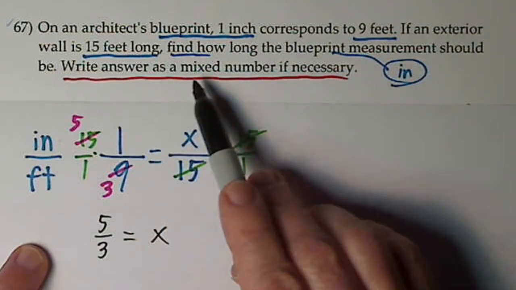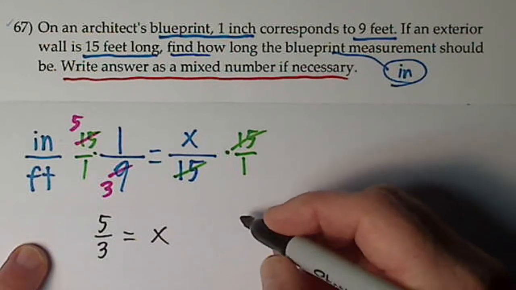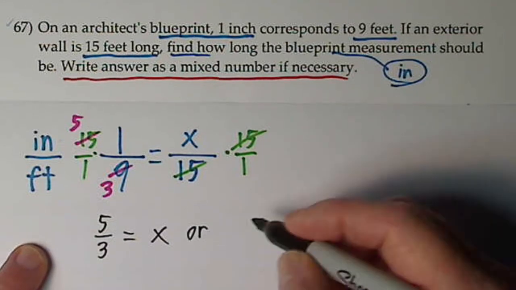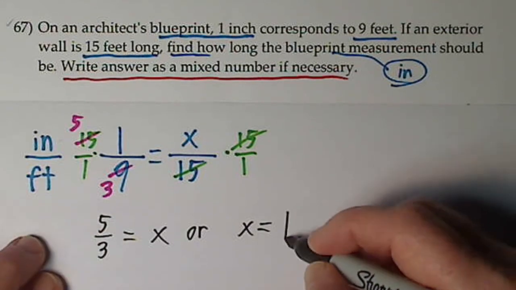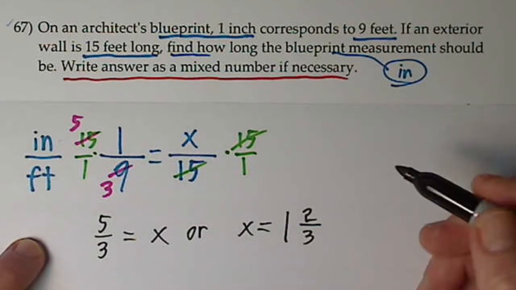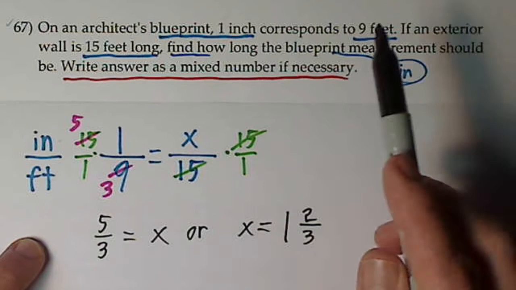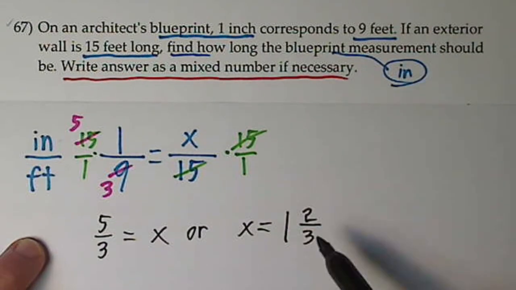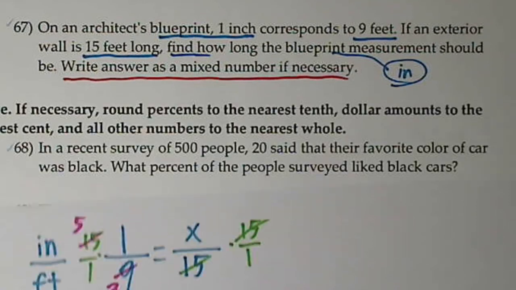But let's write the answer as a mixed number. So instead of 5/3, X is equal to 3 goes into 5 one time with 2 left over. You always keep your denominator. So 1 2/3 inches. That's how long the blueprint measurement would be. 1 2/3 inches. So that takes care of 67.